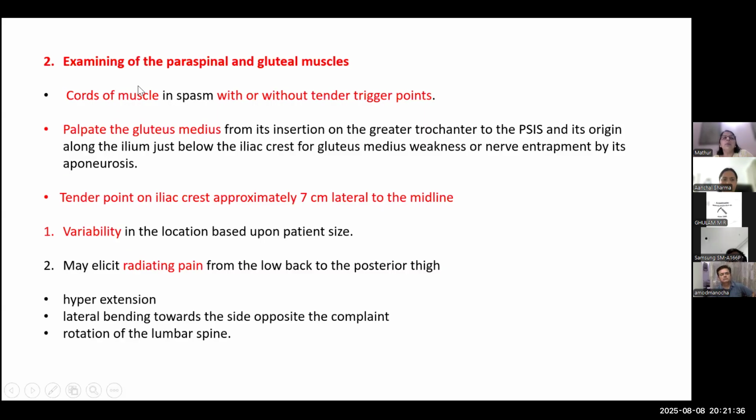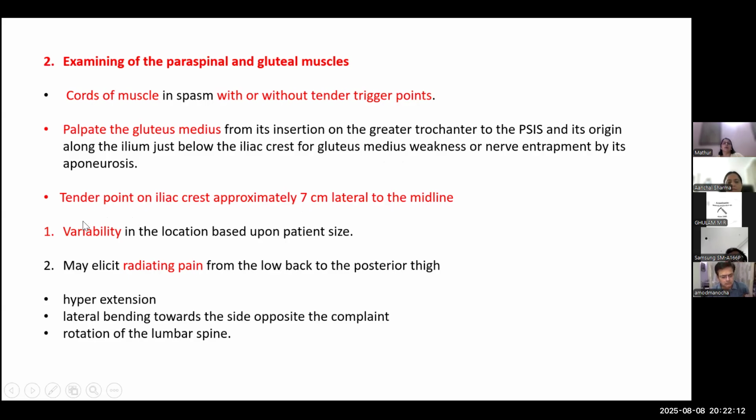At the same time, you also examine the paraspinal and the gluteal muscles. You could see cords or muscles in spasm with or without any tender trigger points. Also palpate the gluteus medius right from its insertion on the greater trochanter to the posterior superior iliac spine and along the ilium just below the iliac crest for any gluteus medius weakness or any nerve entrapment in the aponeurosis. Look for the tender points on the iliac crest, generally seen approximately 7 centimeters lateral to the midline.